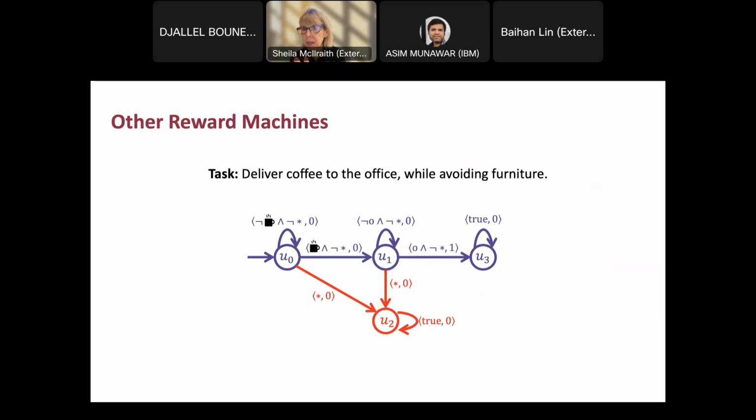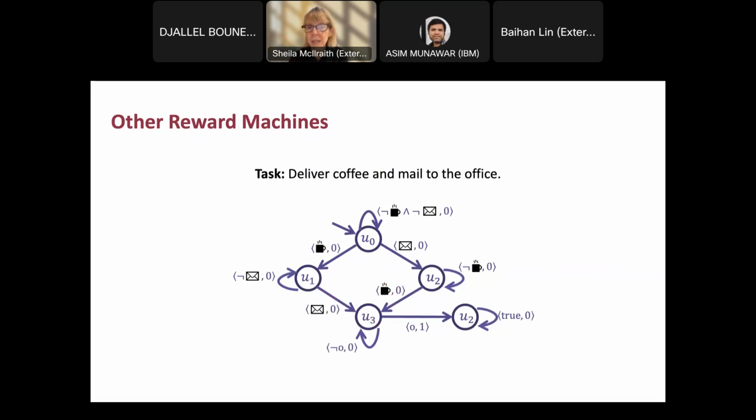This is a typical example of a safety condition. Here, the safety condition is to not hit the furniture, but you can imagine a more consequential type of safety condition that we might want to be able to enforce. Another example: deliver coffee and mail to the office. I want to do it in either order. I haven't specified, so I can do coffee, mail, and then go to the office, or I can do mail, coffee, and then go to the office.